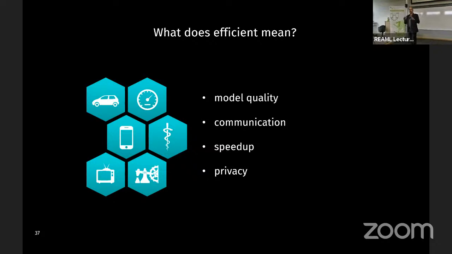These are, I think, the four big criteria. And I will now go through each of them and give you a little bit of a rundown of what results are there and give you a little bit of an intuition what you can do. So let's start with model quality.